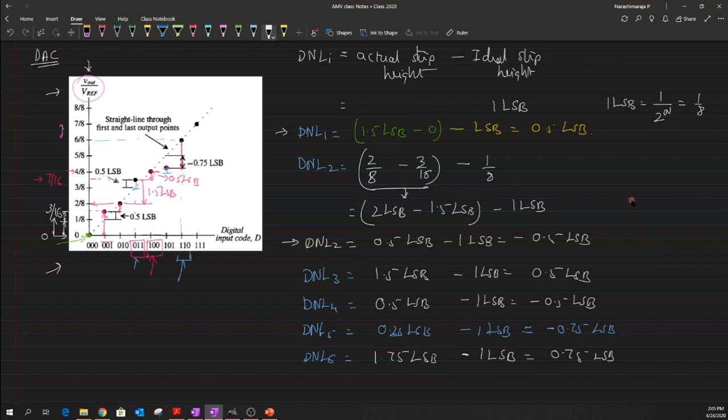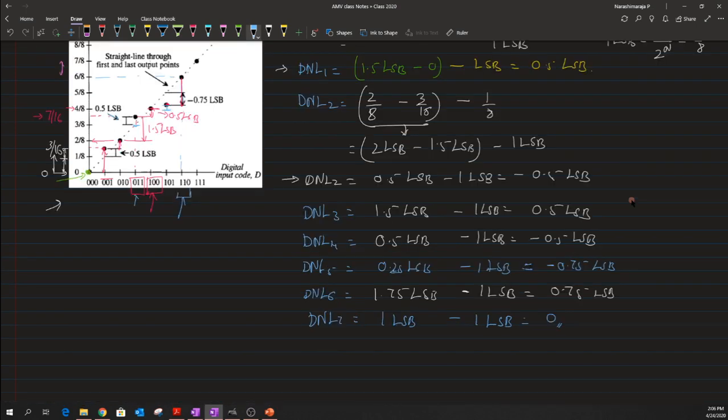Okay. And finally we have this DNL of 7, which is written as again the height difference, which is basically just 1 LSB, minus the ideal step height, which is 1 LSB. So we end up having a 0. So these are the DNL values that we have got. Right now our task is to identify the INL.